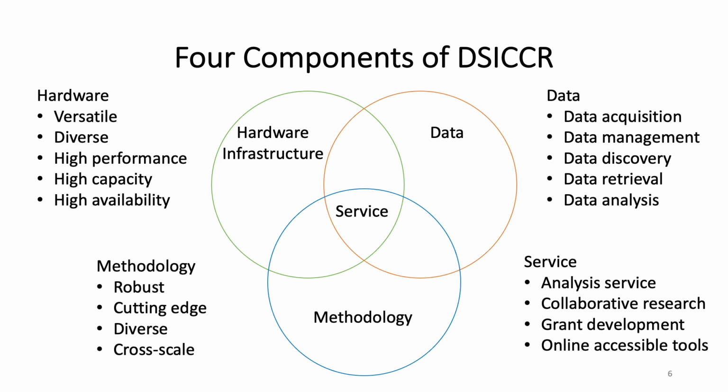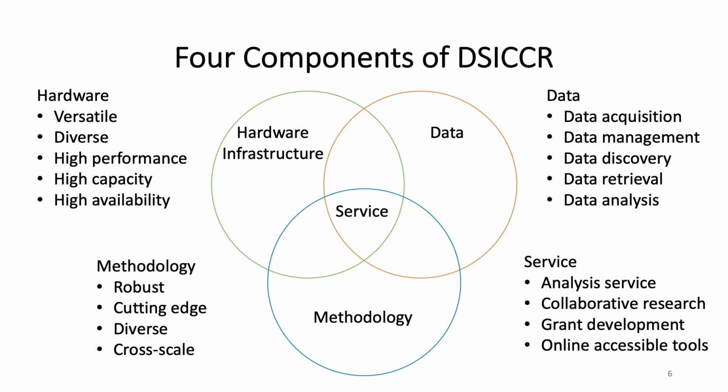The second component is data. We rely on data to do our research, so this includes data acquisition, data management, data discovery, data retrieval, and data analysis. The third important part is methodology development, so that we can have a robust methodology to analyze large amounts of data. The methodology has to be robust, cutting edge, diverse, and cross-scale. Put all these together, and we can provide great service to support cancer researchers to advance cancer research.